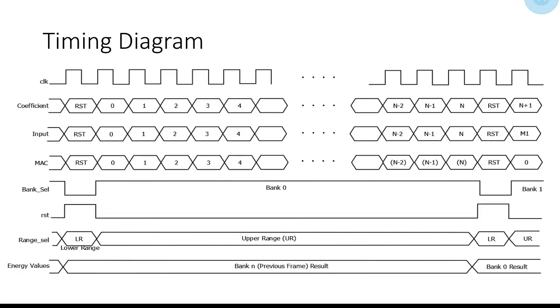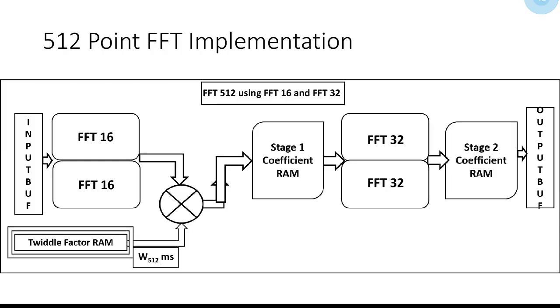Timing diagram for version 1 is shown in the figure for each stage signal. Hardware implementation of 512-point FFT is shown, where it uses 16-point FFT, 32-point FFT and twiddle factor RAM to compute the 512-point FFT.